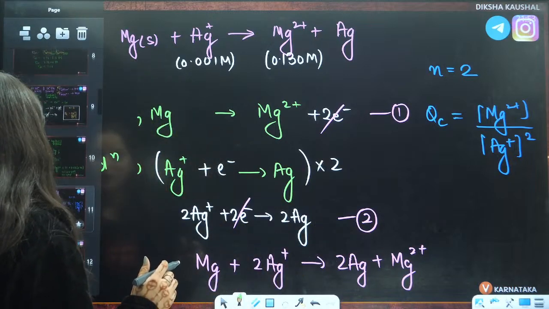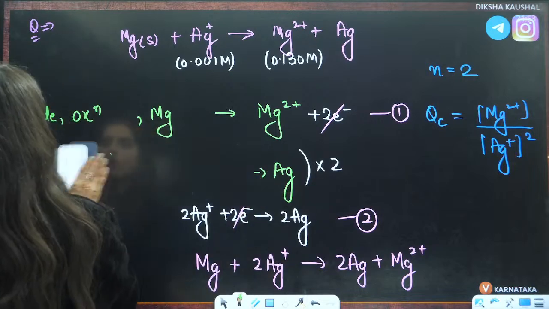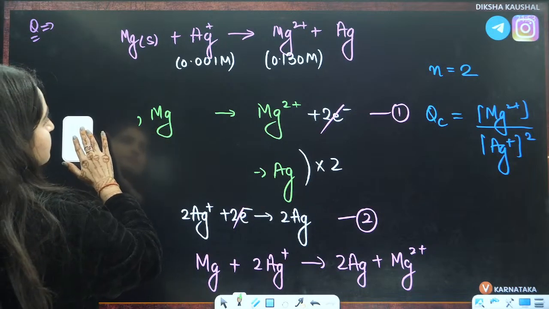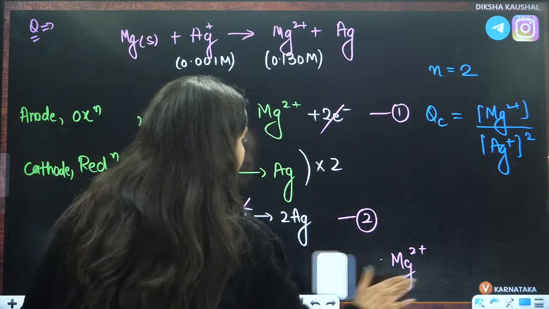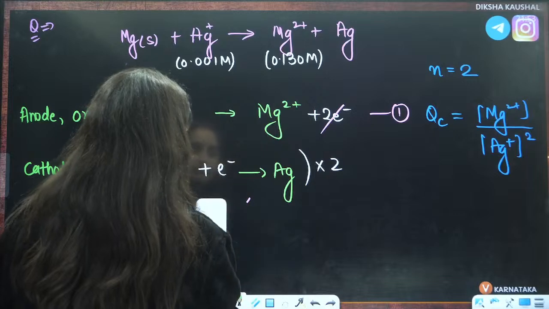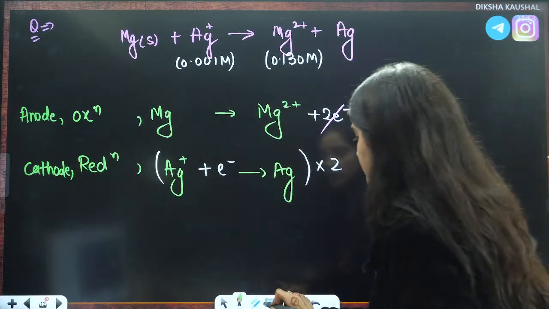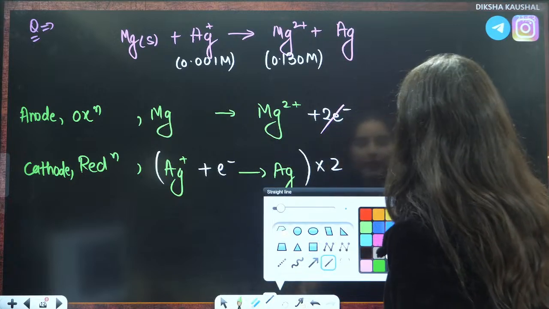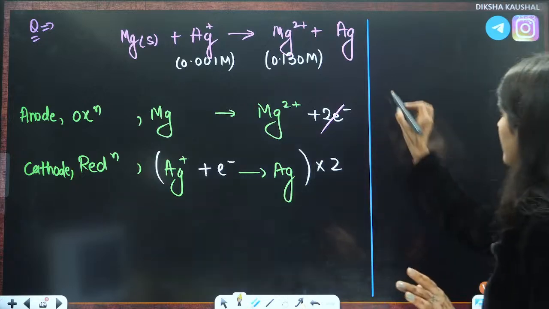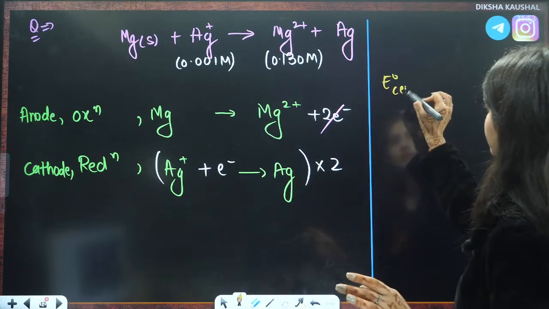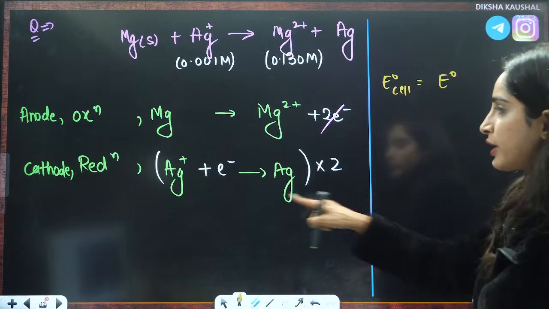What is E naught? If you can define E naught, what will be E naught here? Wait a minute. What is E naught, everybody? E naught is E naught cathode minus E naught anode, right? So E naught cell, you will write as E naught cell equals E naught cathode. What is the cathode? Cathode is this one.